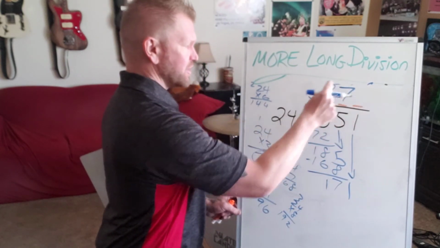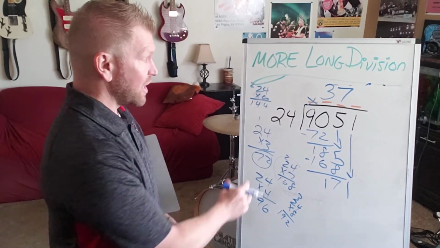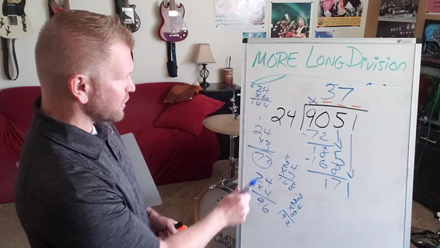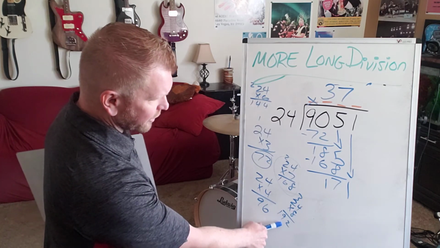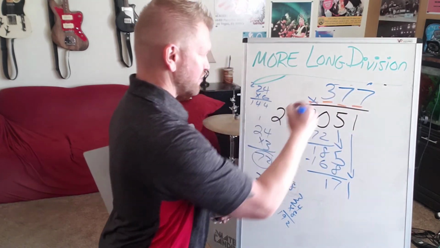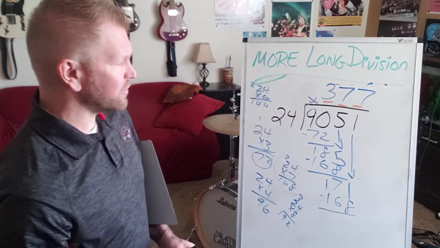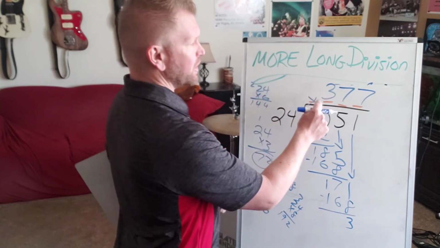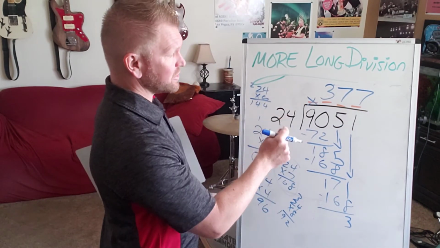Okay, what number times 24 gets us close to 171? Now the cool thing is, I've already done all this guess and check work, and I already have the answer on here. Which one of these got closest to 171? 192 is too big. It's a 168 again, so it's 7 again. 7 times 24, 168. Subtract, let's see what our remainder is. The remainder is 3.